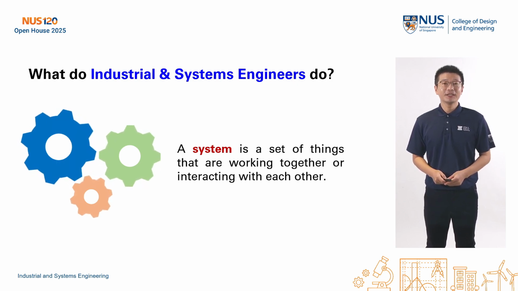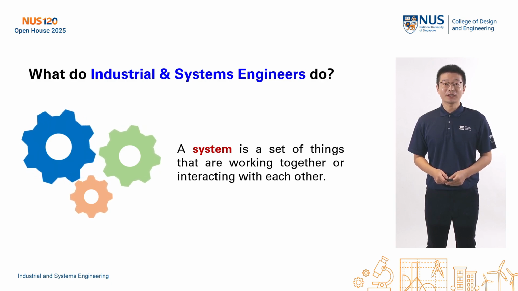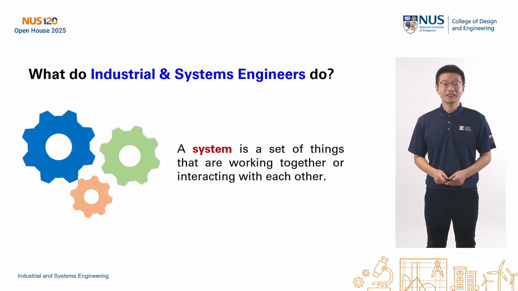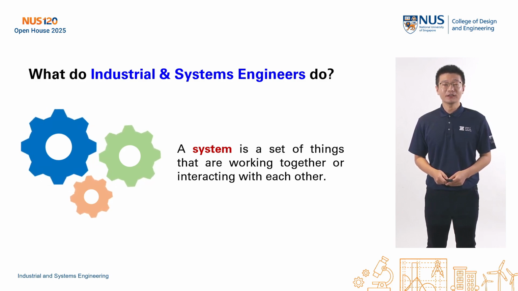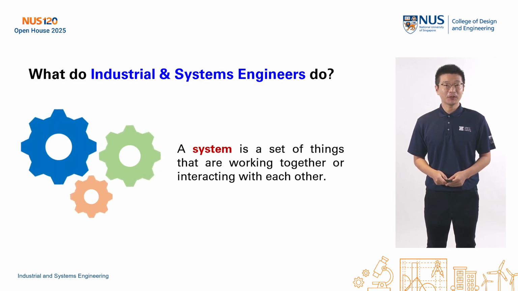To help you better understand what ISE is, I would like to explain what industrial and system engineers do. First of all, what is a system? A system is a set of things that are working together or interacting with each other. As we can see, systems exist everywhere in our daily life. The university is a system, the hospital is a system, the bank is a system.